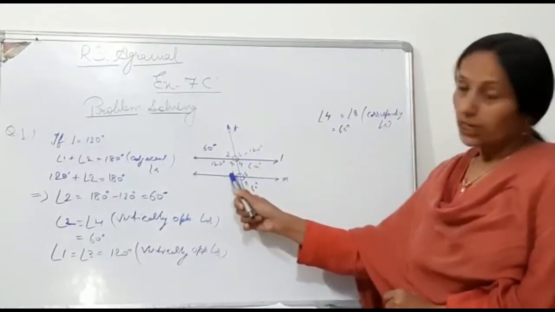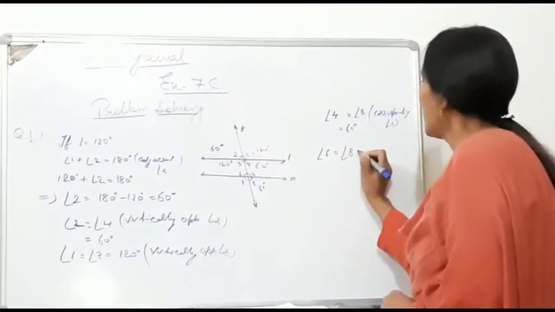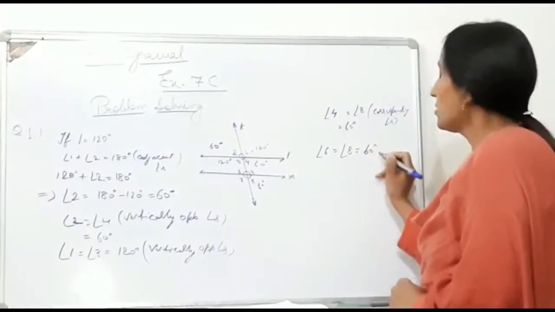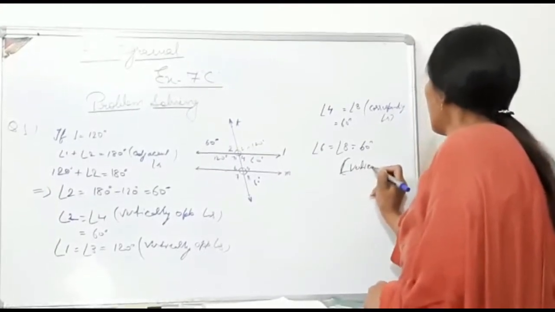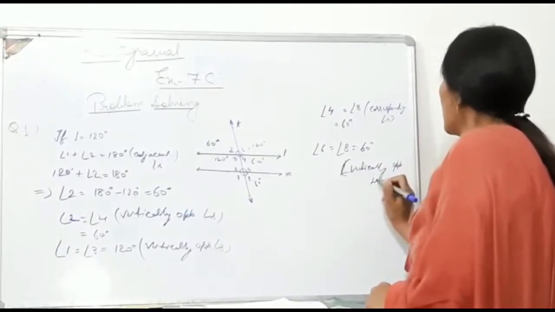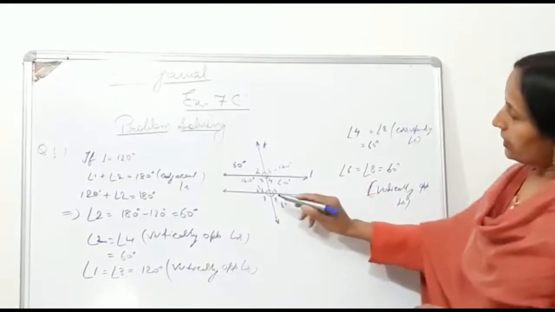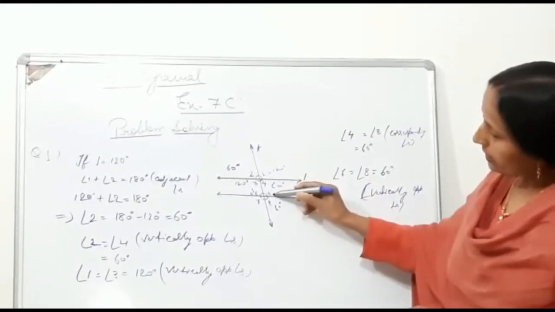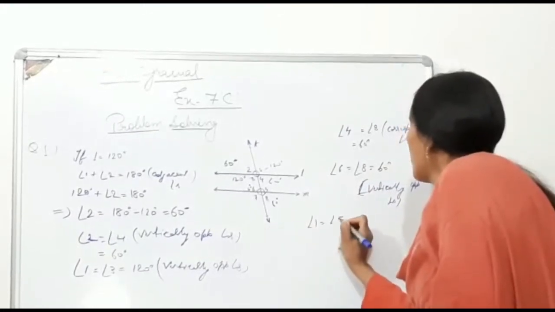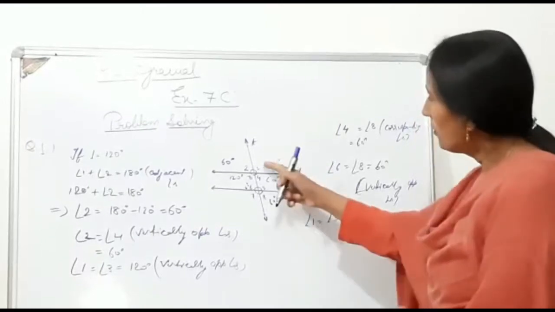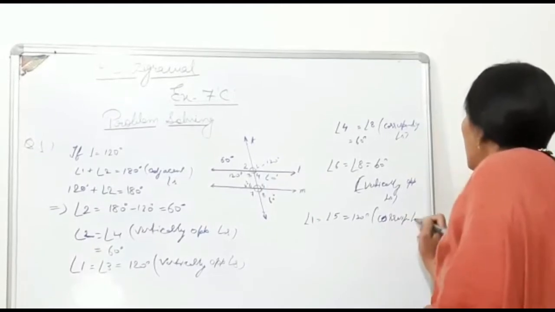Now vertically opposite angles are equal. So angle 6 is equal to angle 8. Angle 6 is equal to angle 8 is equal to 60 degree as both are vertically opposite angles. Now angle 6 is also 60 degree. Now angle 5, here we can write angle 1 is equal to angle 5 because both are corresponding angles. Angle 1 is equal to angle 5 is equal to 120 degree. Both are corresponding angles. Here sidewise we will write corresponding angles.